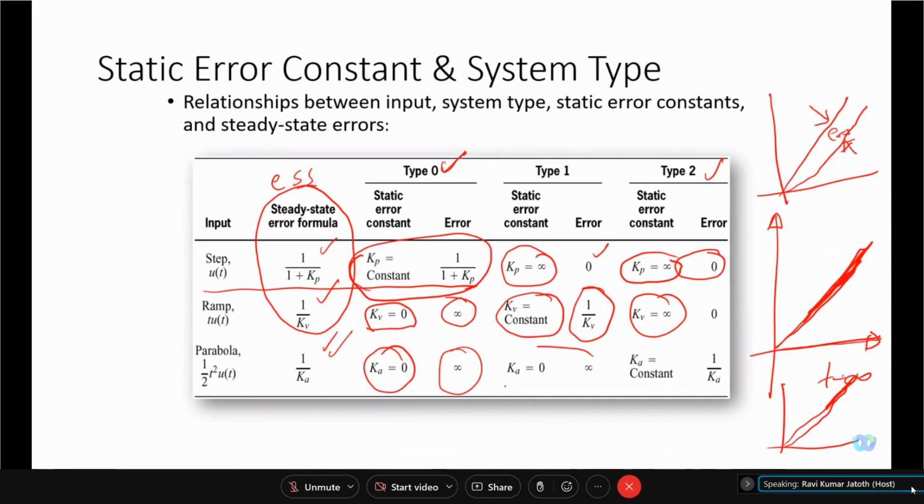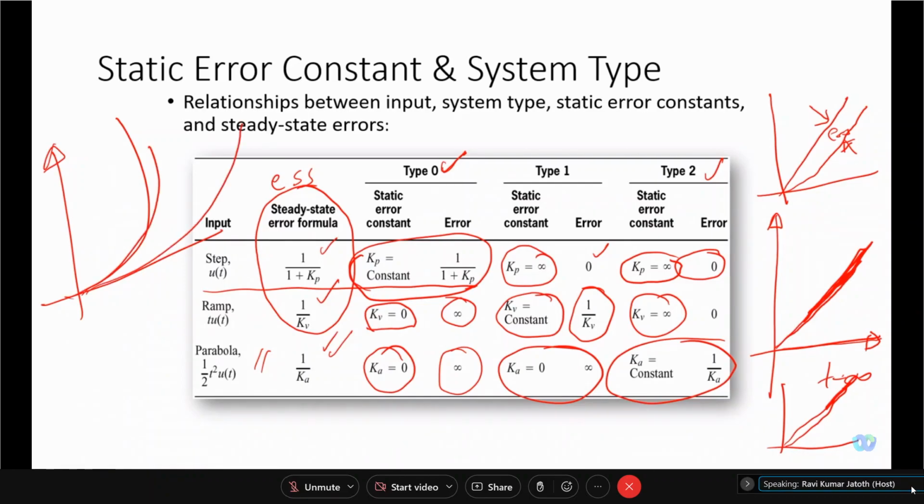And for type 1 also, when the input is parabolic, the error is infinity. But for a type 2 system, the error is constant. Means what? If the input is going like this, a parabolic, the output will be going somewhere, so the error will be infinity. Input will be going somewhere, and the output will be going somewhere else. You will get infinite error. So this is what we try to see from static error constants and system type.